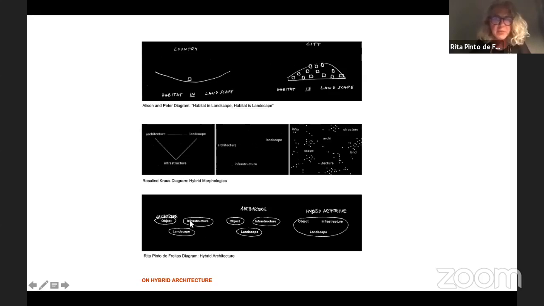I try to do a step further, because this implies that architecture is the object, what we build, then there is the infrastructure, and there is landscape. What happens if we consider that all of them is architecture? The landscape is architecture, the infrastructure can be architecture, and the object, of course, is architecture. Here is where I call the hybrid architecture.